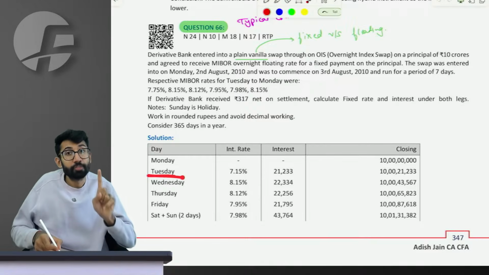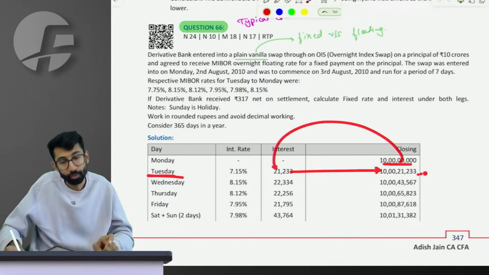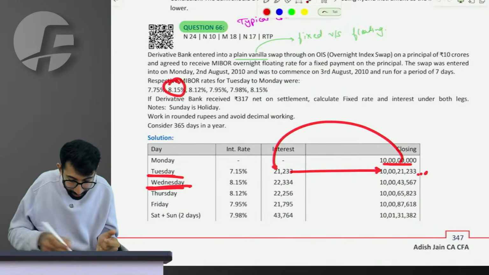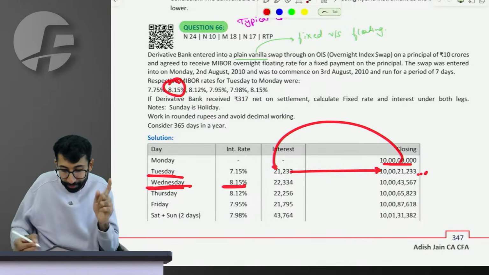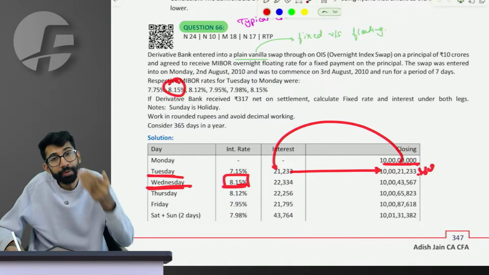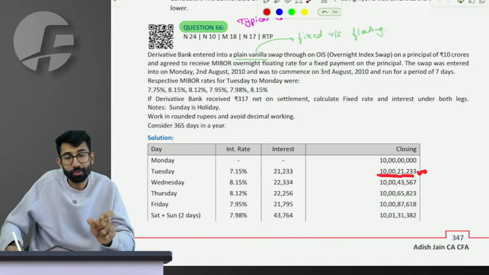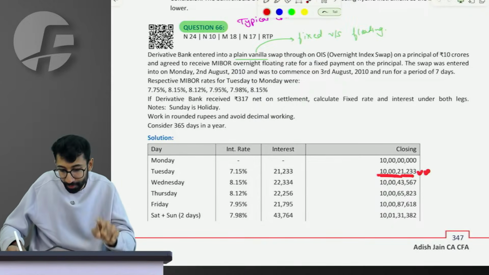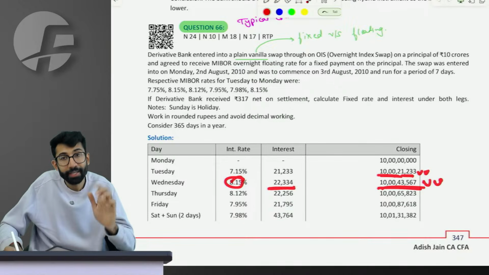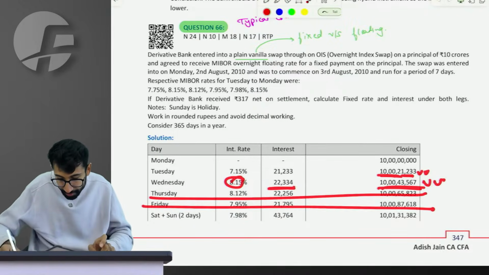For Tuesday, which is my first day, closing principal will be opening plus interest as the closing. Now compounding effect means for Wednesday, which is my second day, rate being 8.15, will be charged not on 10 crore but opening of Wednesday, closing of Tuesday, which is 10 crore 21,233. On this amount, you charge 8.15 for 1 day. So closing of that day with interest become this. Next day, same. Next day, same.